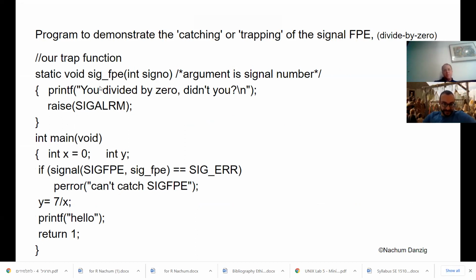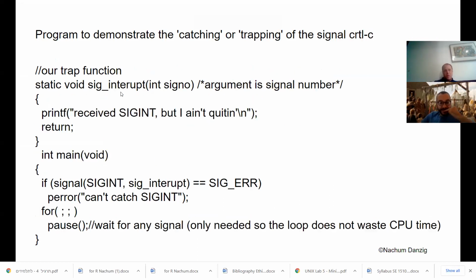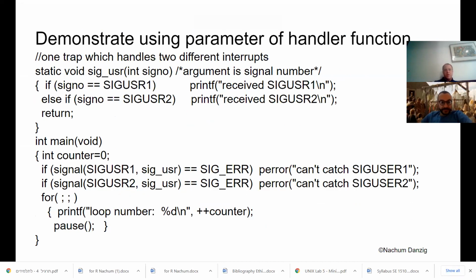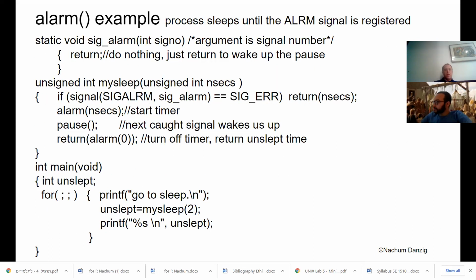We talked about this last time, where you divide by 0. Okay, we did that one. We also did SIGALRM, the alarm. We talked about this alarm, and here my trapping function does nothing, just returns.